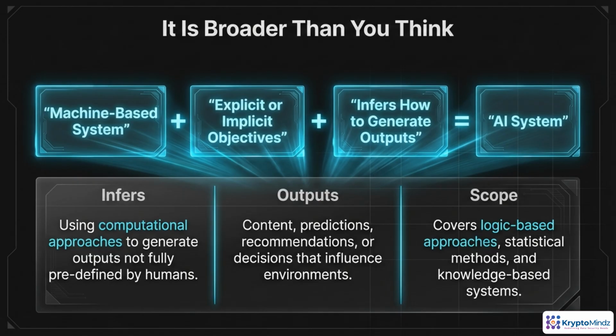Under the EU AI Act, AI is broader than most people expect. It covers any machine-based system that uses computation to infer how to generate outputs, such as predictions, classifications, or recommendations that influence the world. That includes both statistical models and rule-based approaches, as long as they infer rather than simply execute fixed steps.